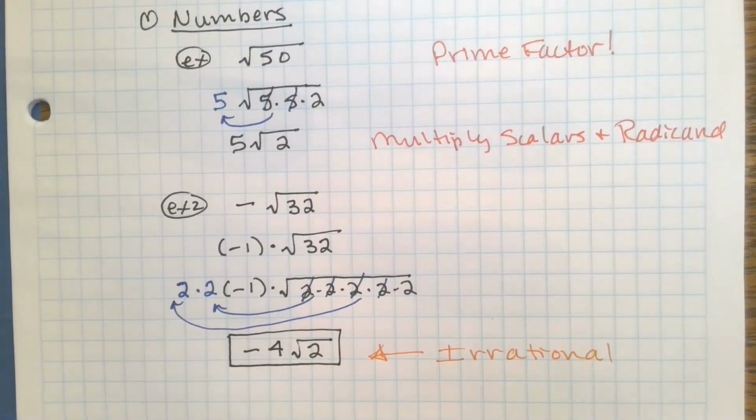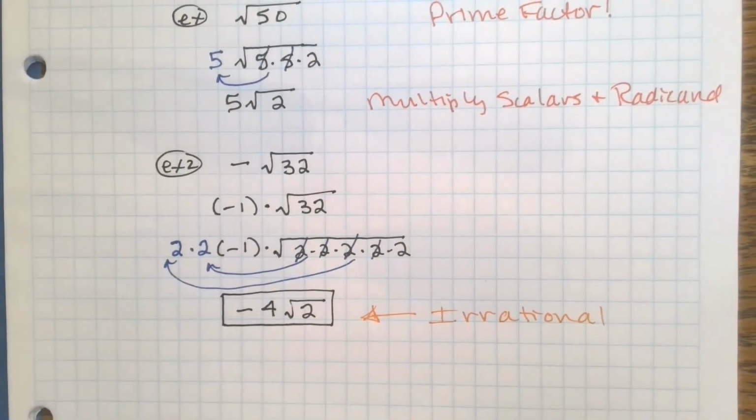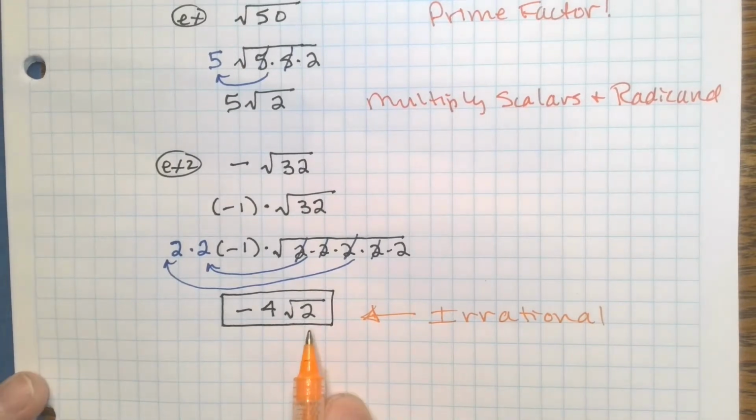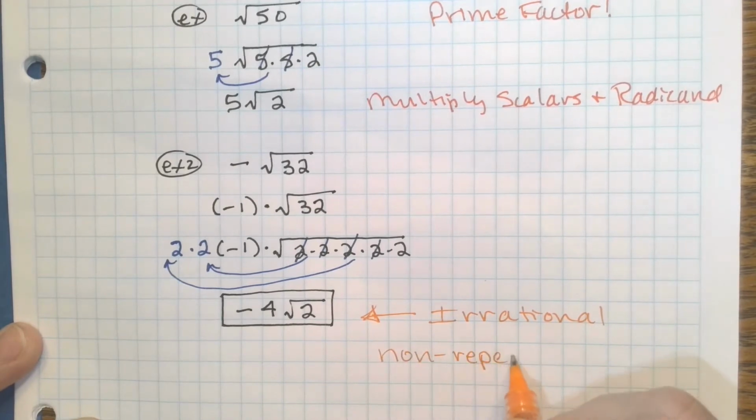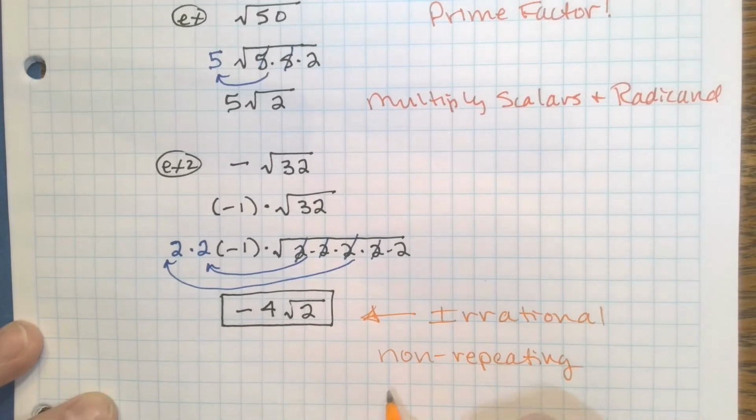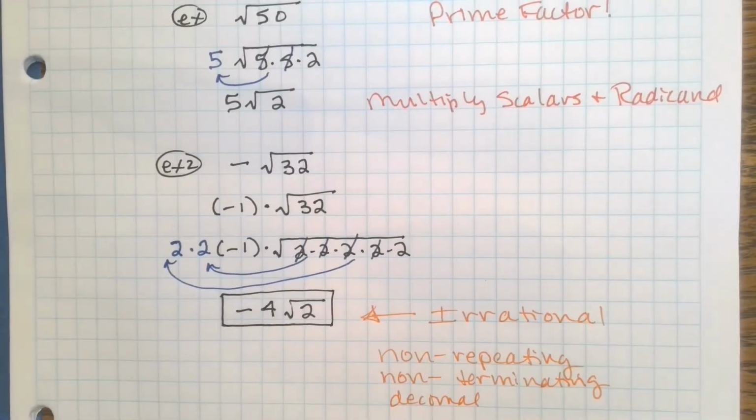In terms of radicals, any type of number that is left in the radical after you've simplified automatically means it is irrational, because that number is going to be non-repeating, meaning it doesn't repeat over and over like 0.33333. It just has lots of random numbers. It's also non-terminating. So a non-repeating, non-terminating decimal is why radical 2 is irrational.